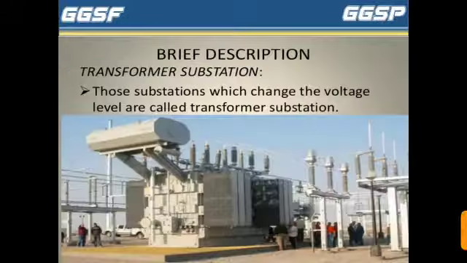Now we will see the brief description of each type of substation. So first is transformer substation. Those substations which change the voltage level are called a transformer substation. A transformer substation usually has one or two power transformers, distribution equipments, control protective devices, and auxiliary equipments. It also steps up and steps down the voltage of an AC power system.